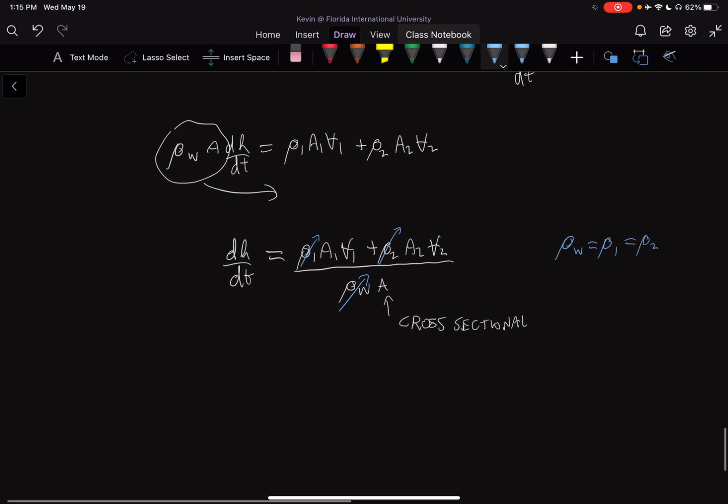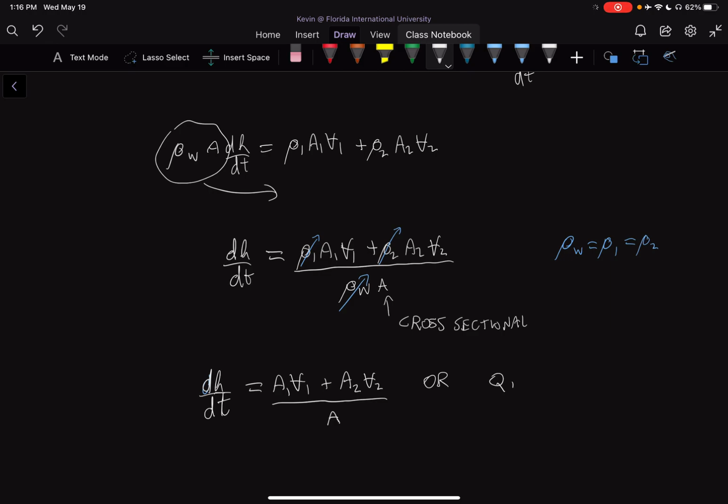So we can say that dH/dt, the change in height with time, is equal to A1 V1 plus A2 V2 over the cross-sectional area. Or we can write it as Q1 plus Q2 over A. So the change in height is related to the change in Q, the added volume flow rate, over the area. Very simple.